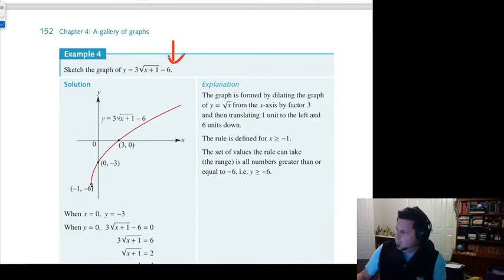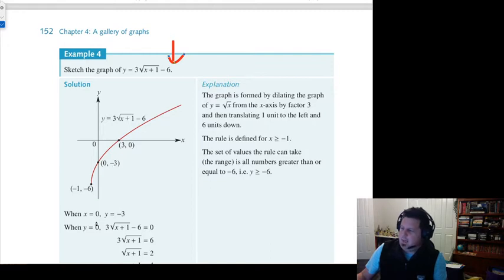Cool. The other things that you need to know is obviously what the y-intercept is. To find out where it cuts the y-axis, we know by now you need to make x equal to 0. So you can plug x equals 0 into the equation here. You're going to have 0 plus 1 under there. 3 times the square root of 1 take away 6, and you'll end up at -3.